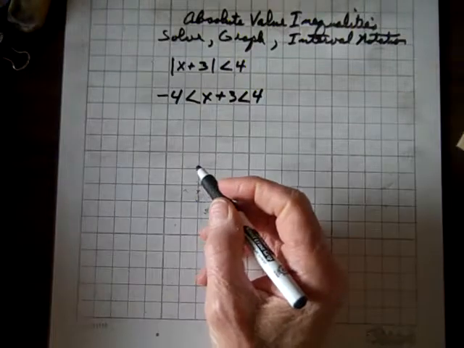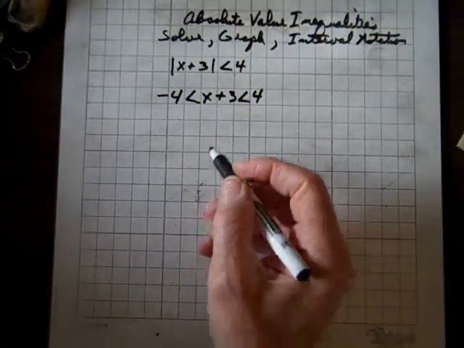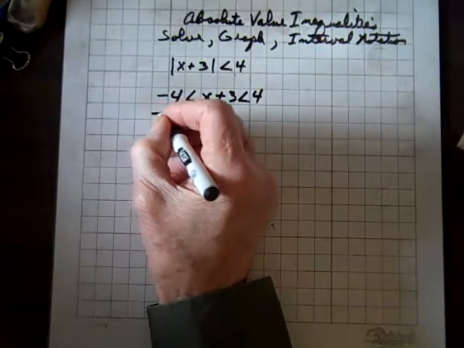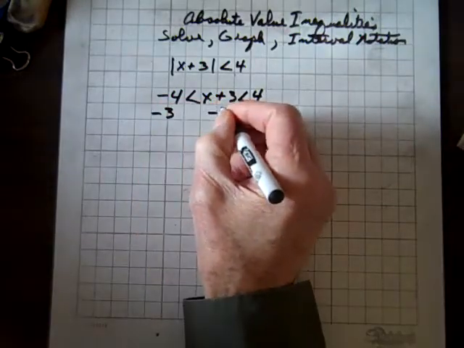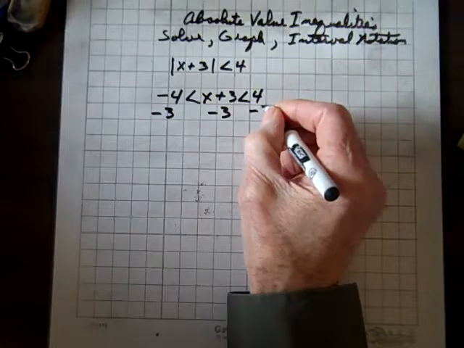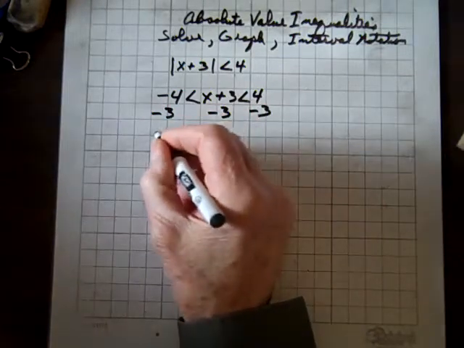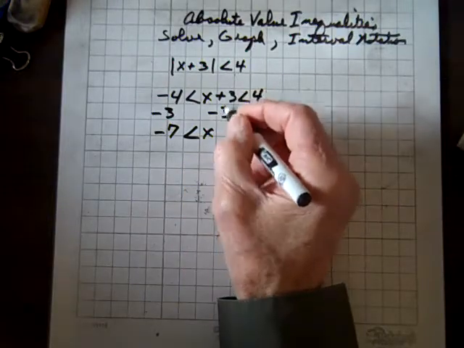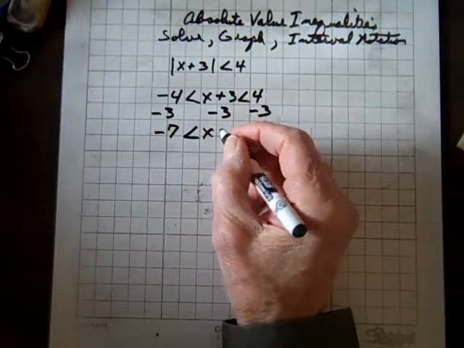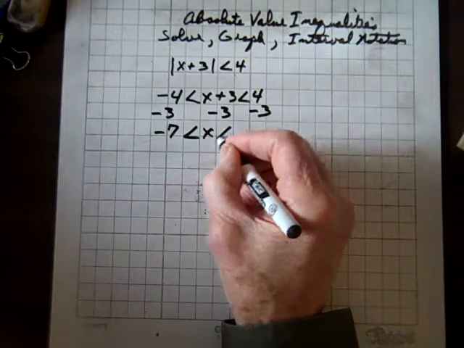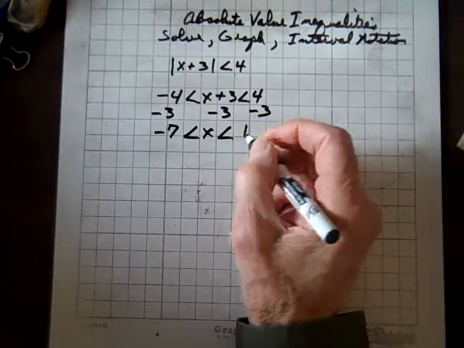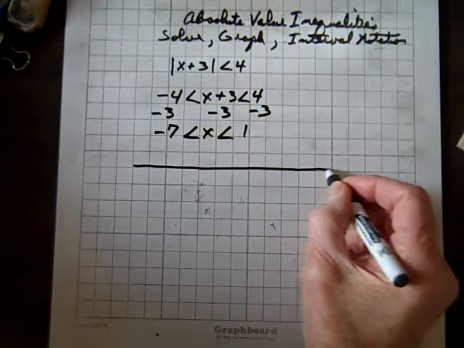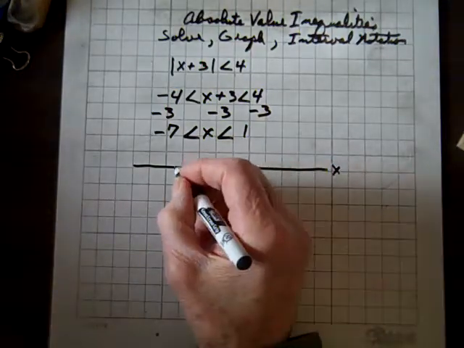Now, our goal is to isolate x. So we have to get rid of this 3, so we'll subtract 3 from each interval. And we get -7 is less than x, and -3 plus 3 is 0, so less than x, which is less than 1.